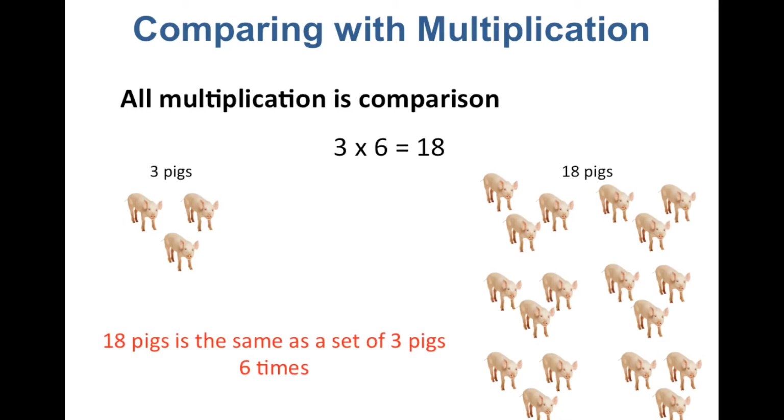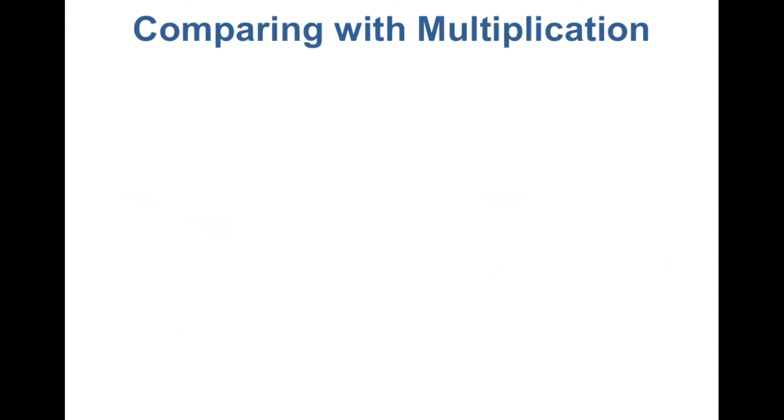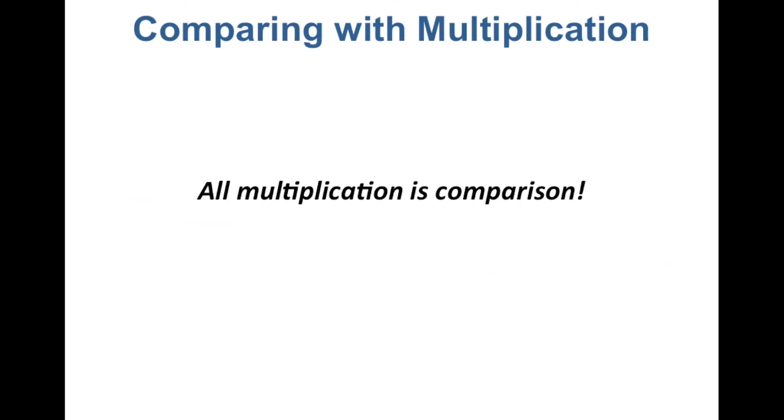So if we use that same wording as on the last problem, we could say 18 pigs is the same as a set of 3 pigs 6 times. All multiplication is comparison. You could draw those kinds of pictures with any multiplication fact, any multiplication problem, and you would be comparing those numbers.